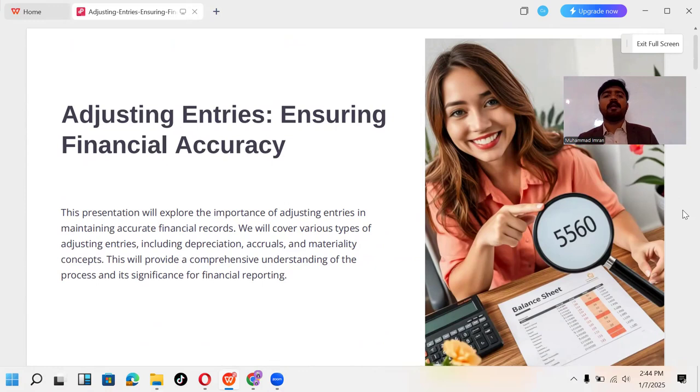Assalamu alaikum. As we have covered our first three chapters of this presentation of financial accounting, now we are moving towards our fourth chapter of financial accounting, which is adjusting entries.